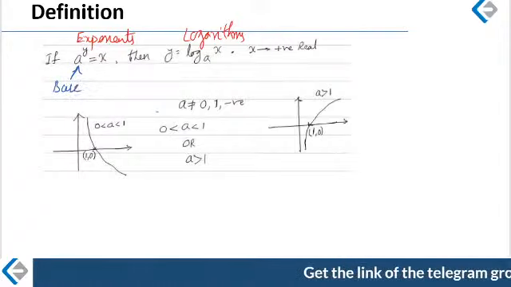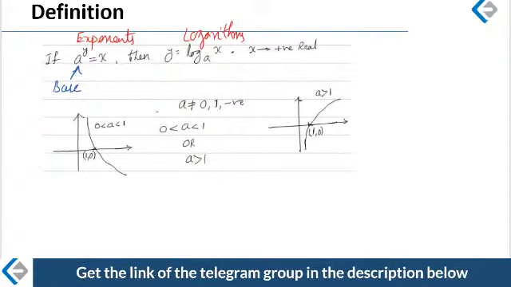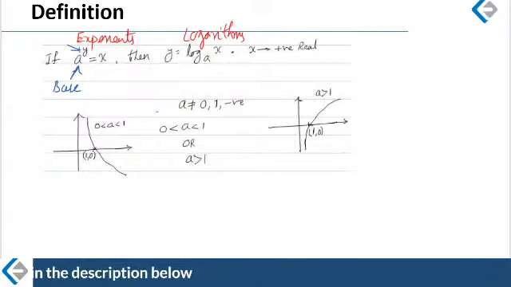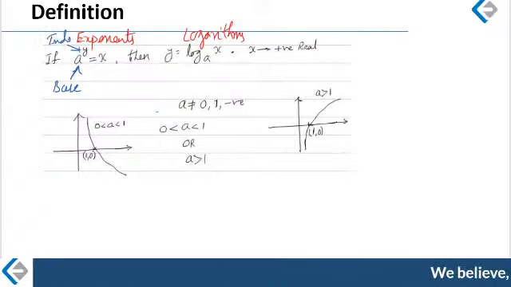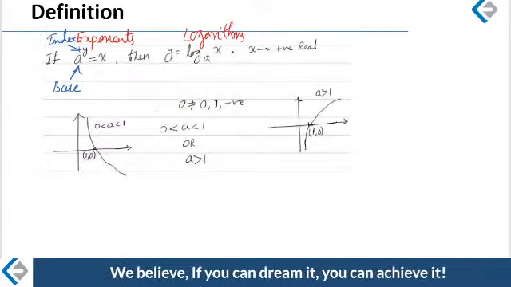Now, y is called the index. Y is the power or index, whatever you call it. And x is the output here. Y is called the power or index, whatever you call it. Now, but what is a here?